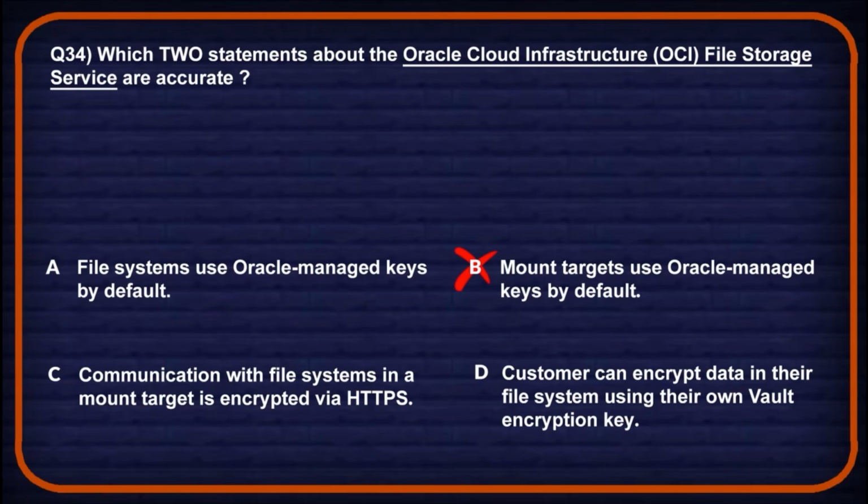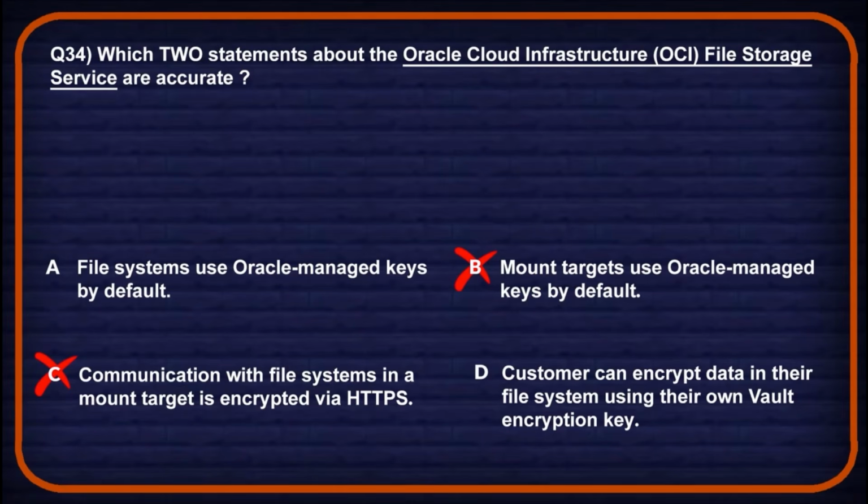Moving on to option number C. Communication with file system in a mount target is encrypted via HTTPS. Mount targets use the NFS protocol, not HTTP, for file system access. So option C is not a correct choice again.